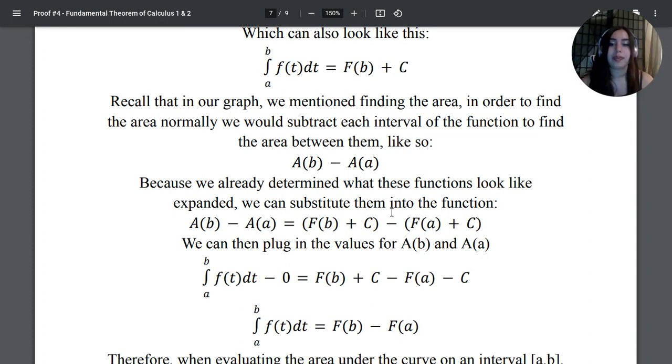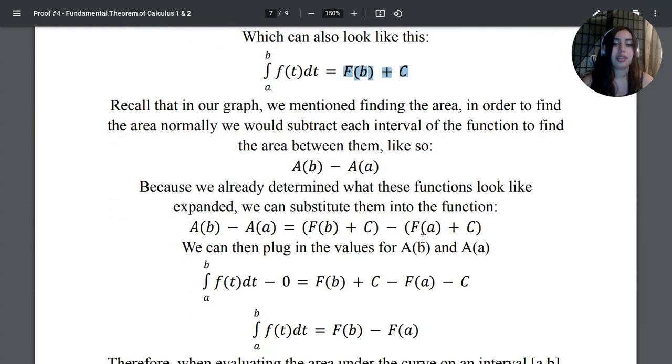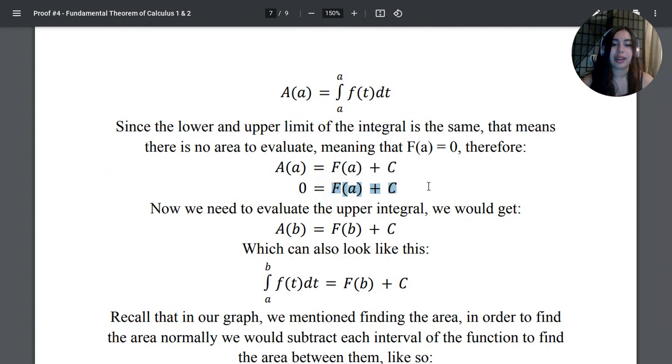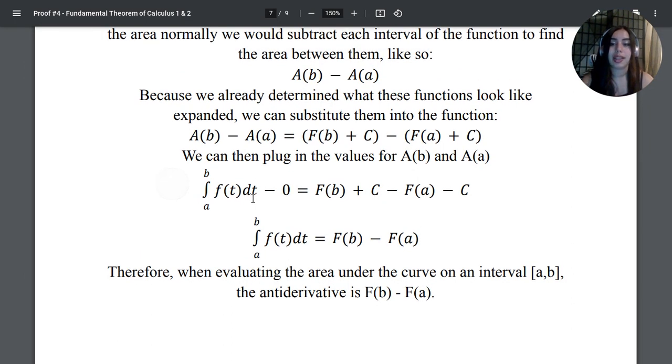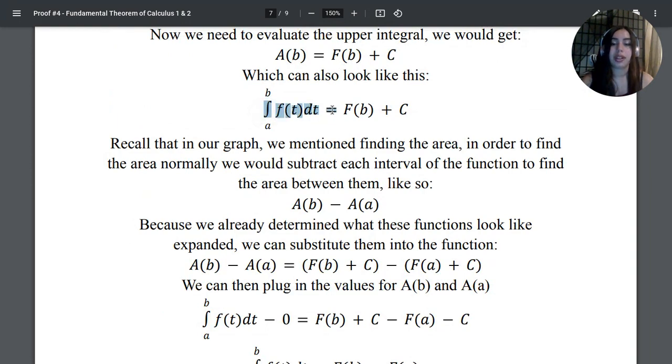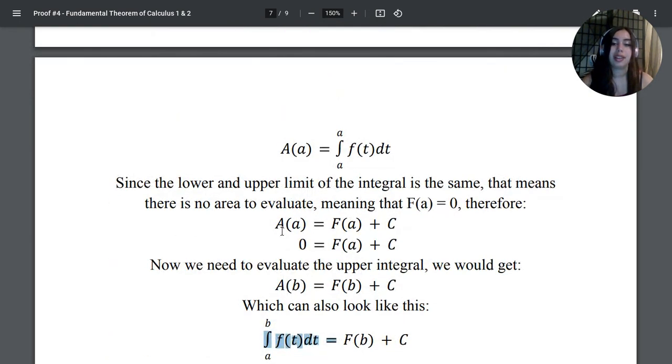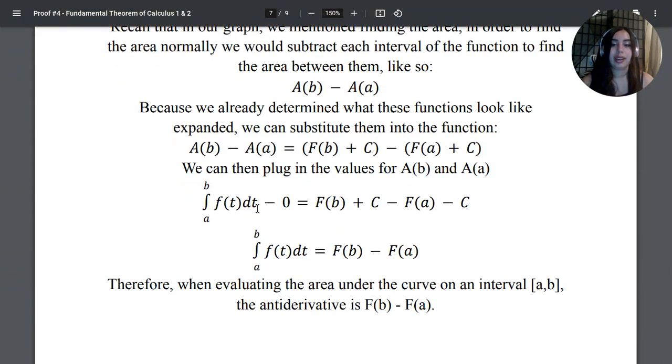So we have A of b minus A of a is equal to F of b plus c, which we get right from right here, and is equal to F of a plus c, which we get right here. And then we can also plug in our values for A of b and A of a. So we get this integral function from up here when we defined it earlier, and we also get 0 because we stated that the area from a to a is 0. And finally, we can remove the parentheses and start simplifying things that are the same.